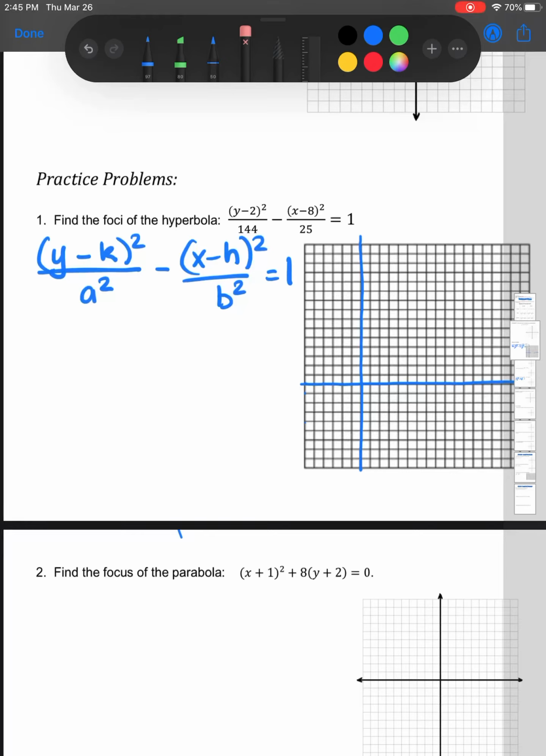Hi everyone. Today I am going to do practice problem number 1 and number 4 on lesson 7. I already did example 1, which was the parabola with the center not at the origin. So today I'm going to do an example of a hyperbola and an ellipse not at the origin. I already wrote the equation from the first page, the standard form, out.